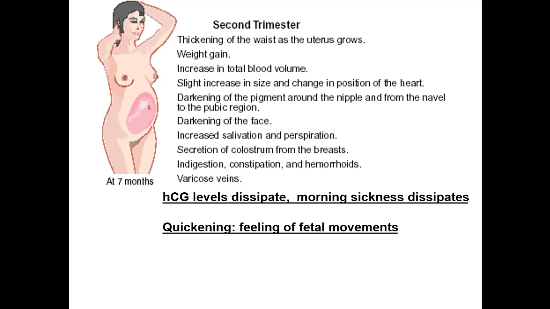During the second trimester, especially later in the second trimester, from about the 6th to 7th month, quickening, where fetal movements can be felt. And these can become a lot more pronounced and evident in the third trimester.